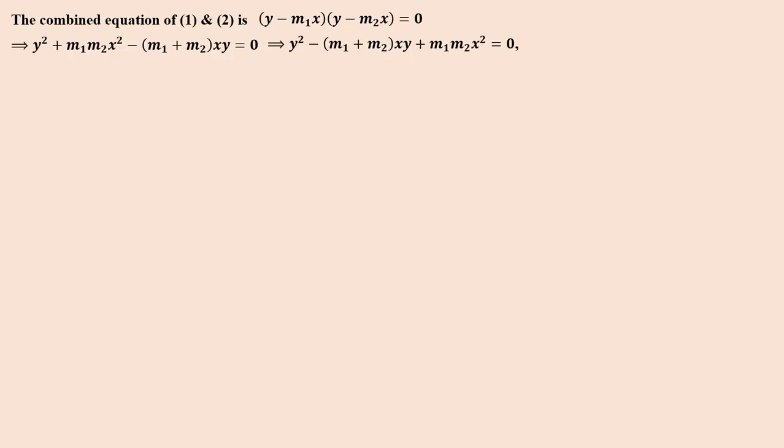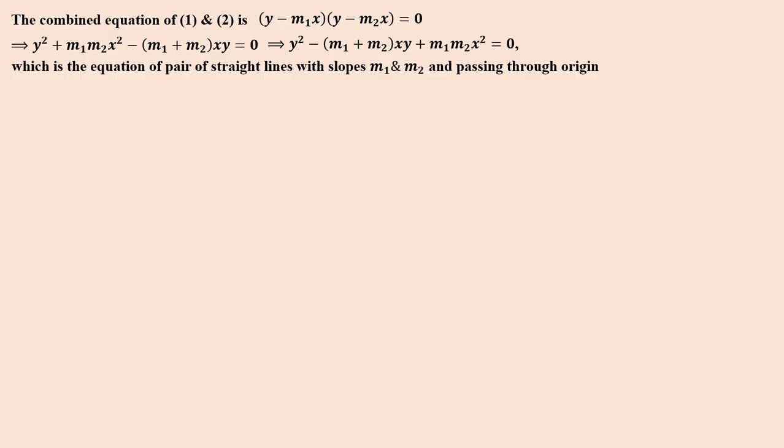Now the combination of these two, multiplying these two, y minus m1x into y minus m2x is equal to 0, that is y square plus m1 m2 x square minus m1 plus m2 xy, right? There are two terms, minus m1 xy and minus m2 xy. So taking minus and xy common, you will get minus m1 plus m2 into xy equal to 0. So y square minus m1 plus m2 xy plus m1 m2 x square equal to 0. This is the equation of a pair of straight lines with slopes m1 and m2 passing through the origin. Thanks.